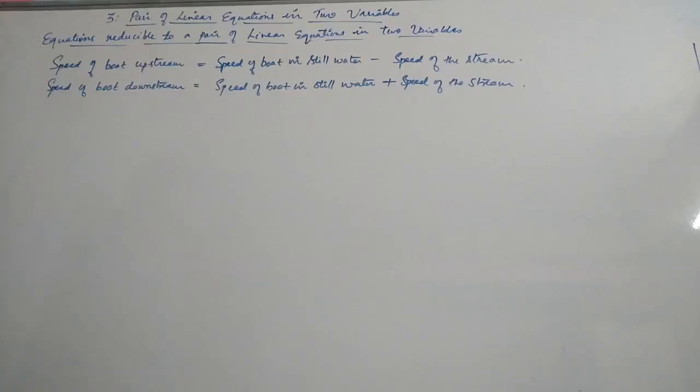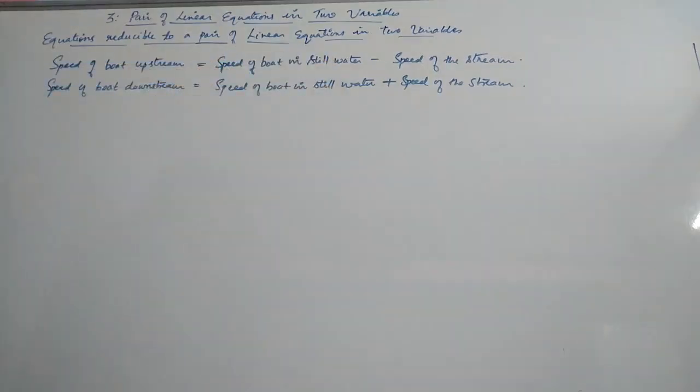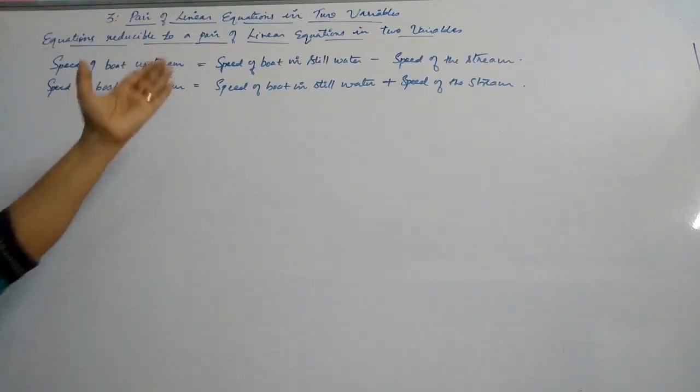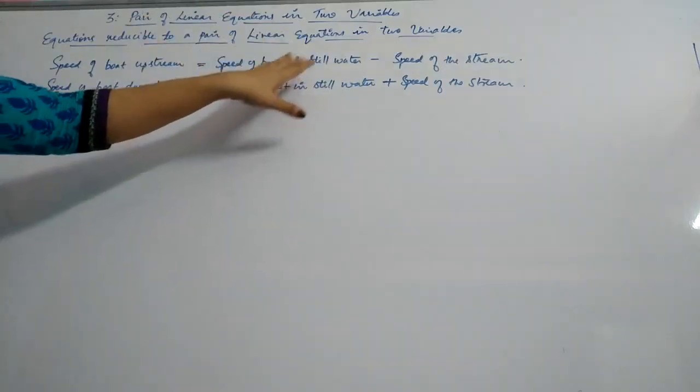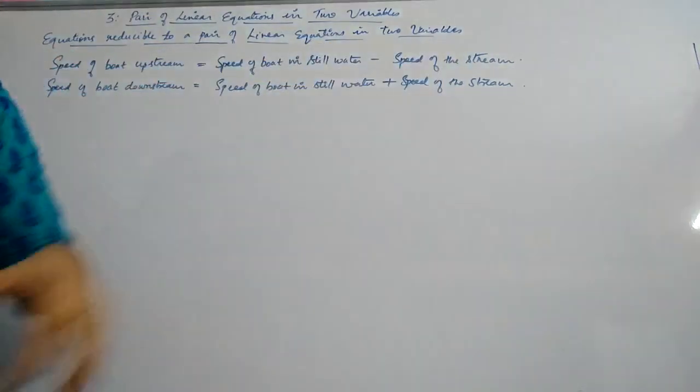Before going to do certain word problems, we need to know these things, which are upstream and downstream. When a boat is going upstream, the speed of the boat for upstream will become the speed of the boat in still water minus the speed of the stream. And for downstream, the speed of the boat downstream will be the speed of the boat in still water plus the speed of the stream. So when the question is like you have to find out the speed of the boat in still water and the speed of the stream, you will take one variable as your speed of boat and the other variable as speed of stream.